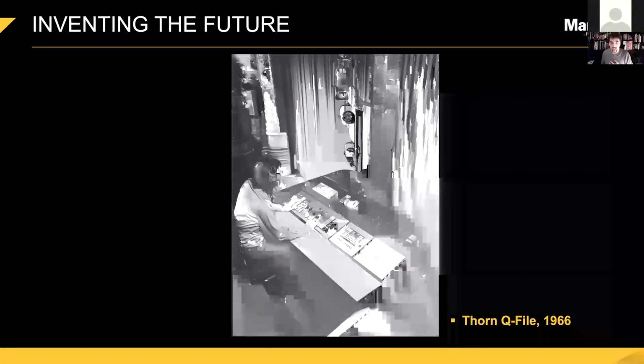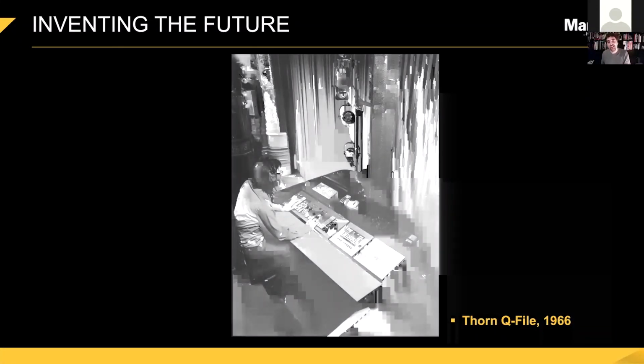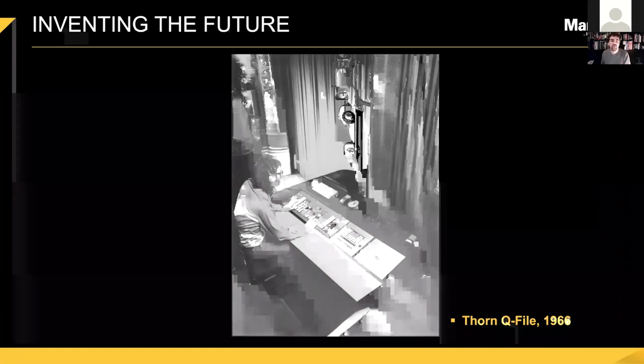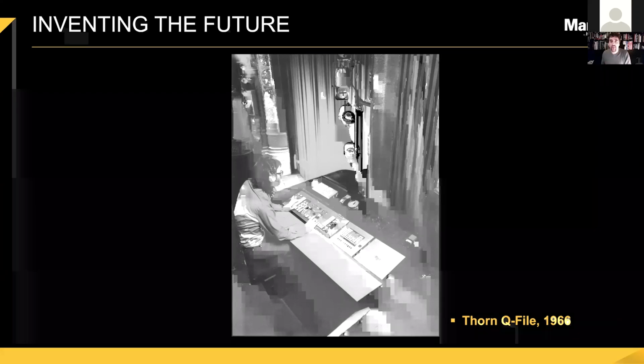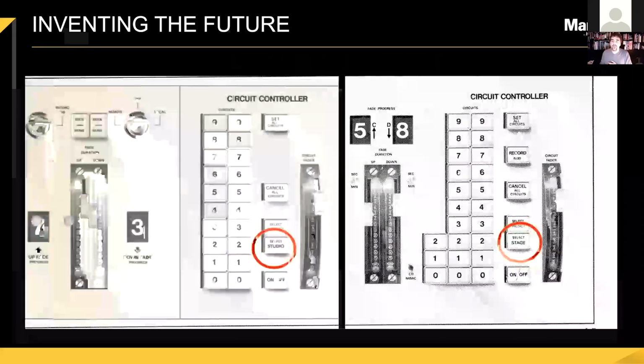It came out of TV, but eventually theatre adopted it because it was the first reasonably priced, reliable memory control system in the UK. You could tell the difference because the TV ones were called Studio on the record button, and the theatre ones were called Stage. And the theatre ones seemed to have more channels. And it was sold in the US by Qfile.